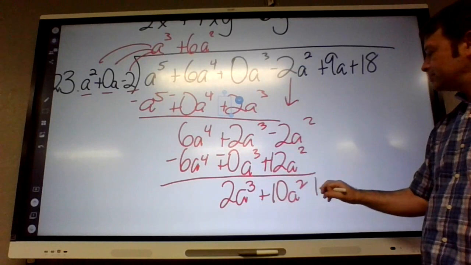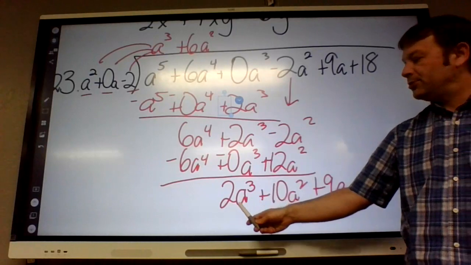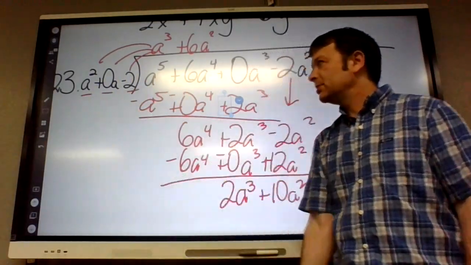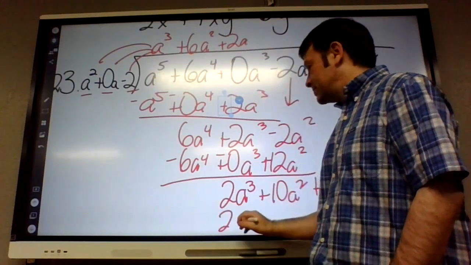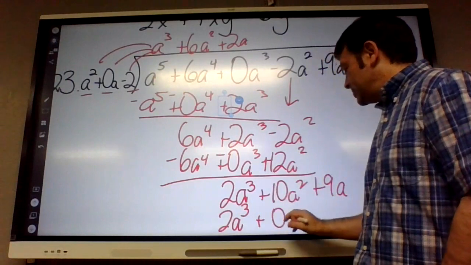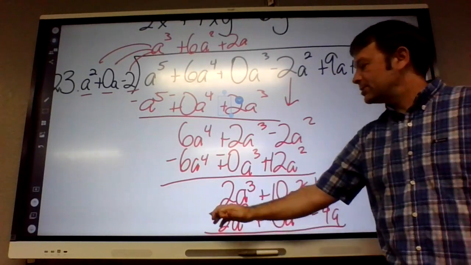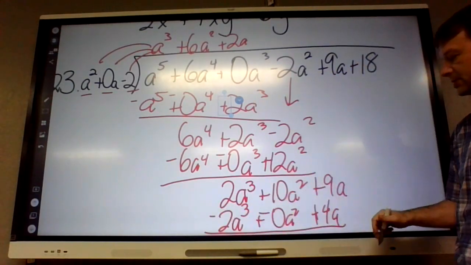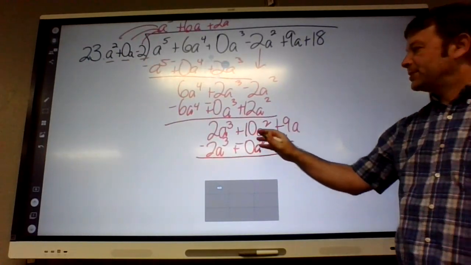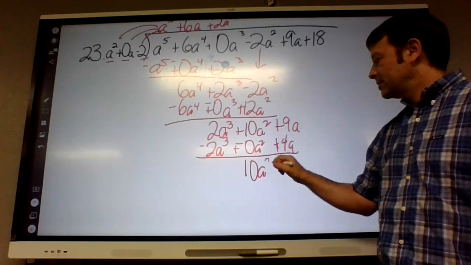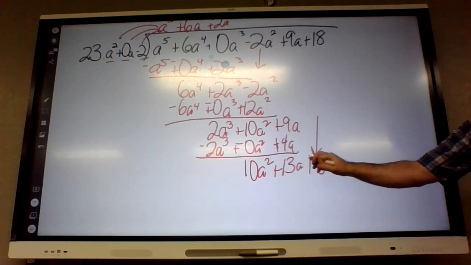Bring down the next term. Oh no. Start over. What's 2a cubed divided by a squared? 2a. Subtract the exponent. 2a times all that stuff is 2a cubed plus 0a squared minus 4a. But we're subtracting the bottom line, so minus minus plus. I'm going to have to zoom out. Okay, so that goes away. That's 10. That's 13. Okay, we got one more term to bring down, so that means we have to do it one more time. Plus 18.